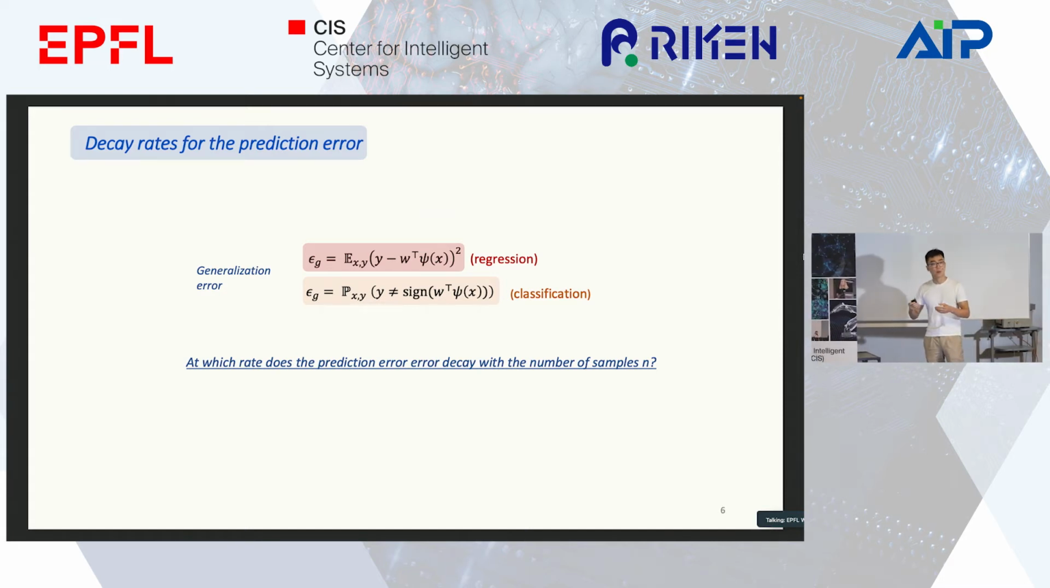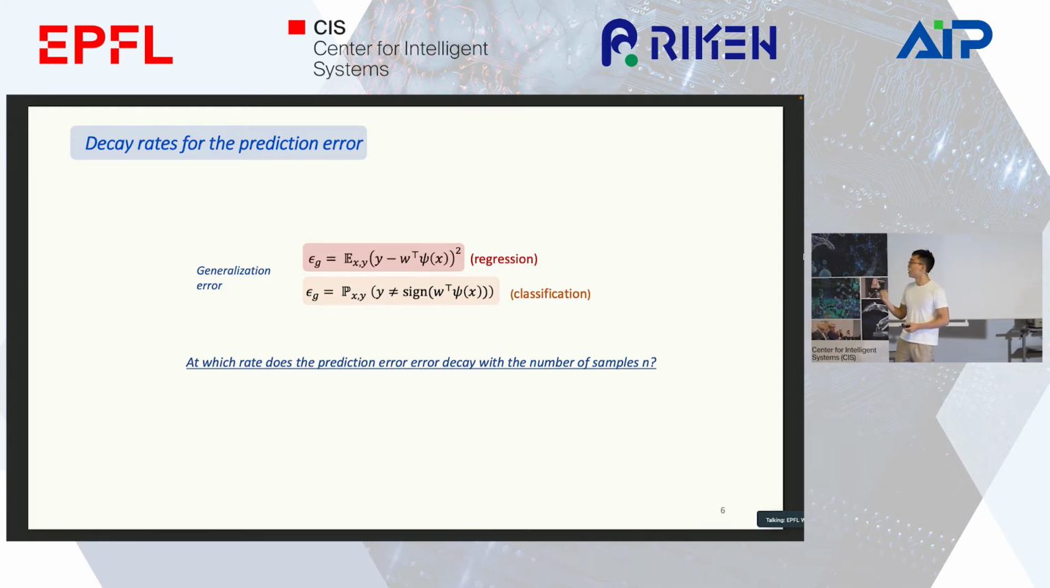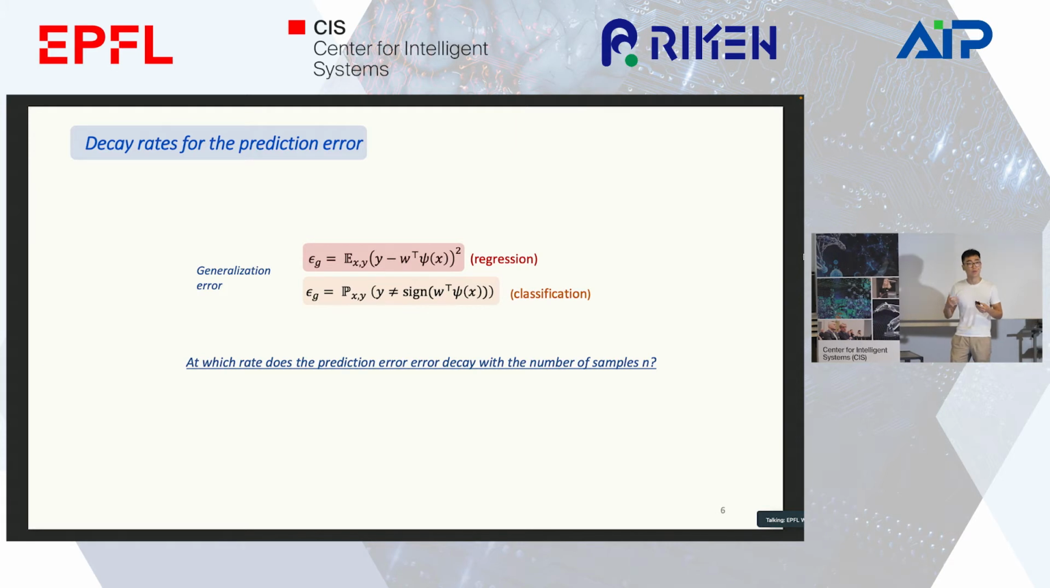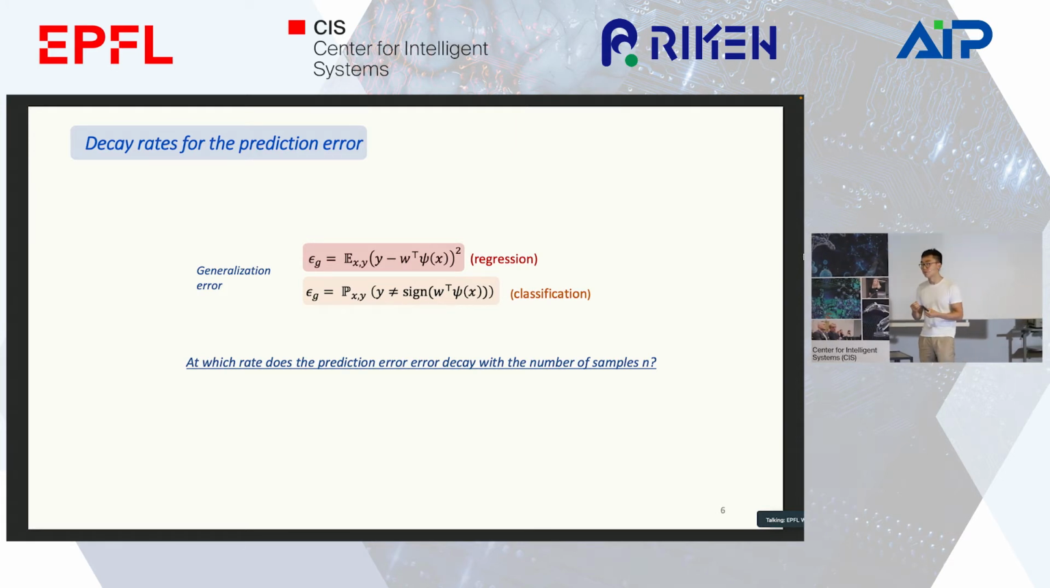So the more samples there are, the smaller the generalization error, and the generalization error will decay with the number of samples. We'll be more specifically interested in the rate with which this error will decay. And more specifically, can we come up with a formula describing this rate? And if so, on which features, which characteristics of the dataset, will this rate actually depend?